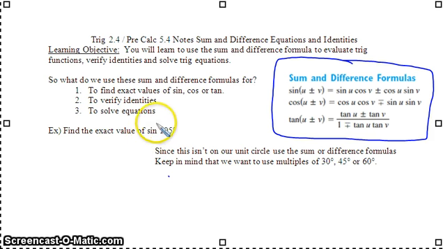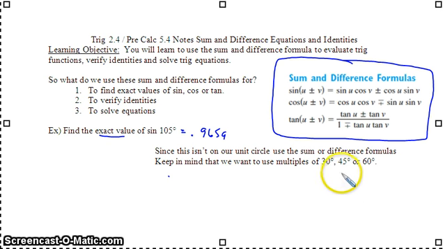If I asked you to just type this into your calculator, you're going to get a decimal, which I'd have to round, so that's not an exact value. So how do I come up with the exact value? That's where the formula comes into play. If I want you to find the sine of 105, look at your unit circle and come up with two angles that add or subtract to be 105.